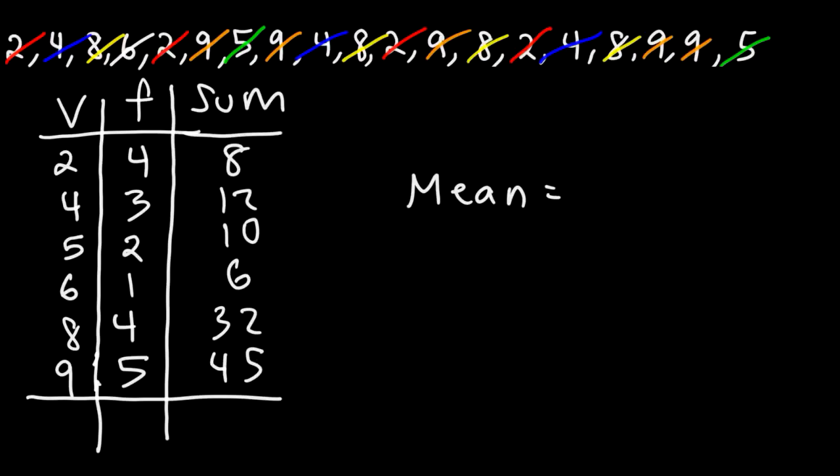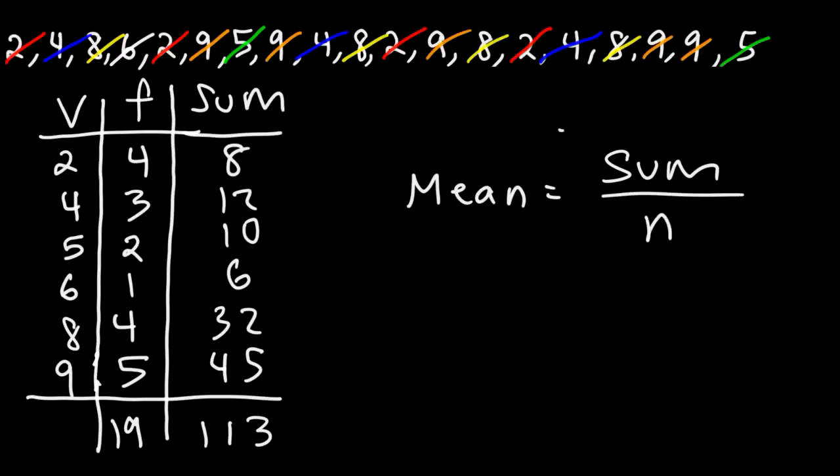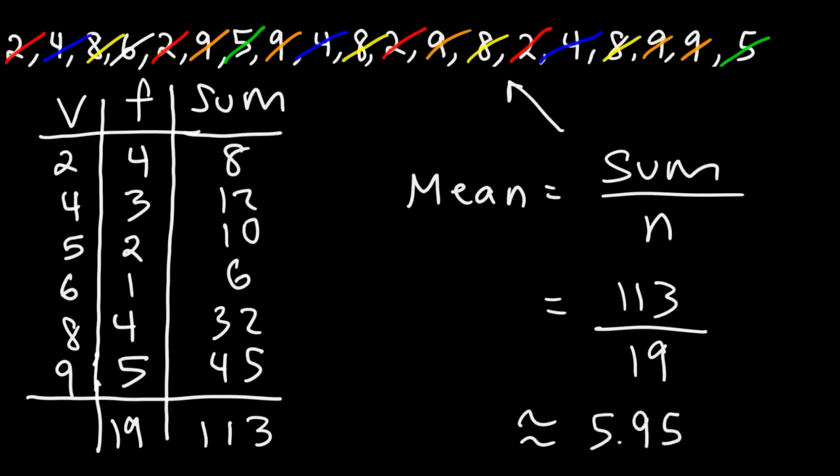Now let's add up the sum column. So 8 plus 12 plus 10 plus 6 plus 32 plus 45. That's a total of 113. And then 4 plus 3 plus 2 plus 1 plus 4 plus 5 is 19. So the mean is the sum divided by the number of data items in the set. So the total sum is 113, and there's a total of 19 numbers. 113 divided by 19, that's going to give us an average of approximately 5.95. So that is the mean for this data set.